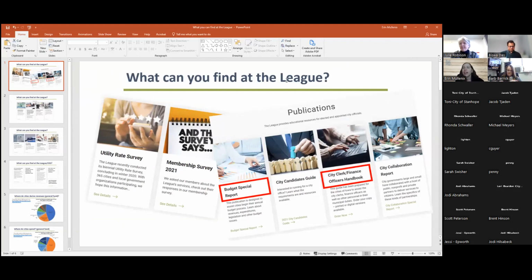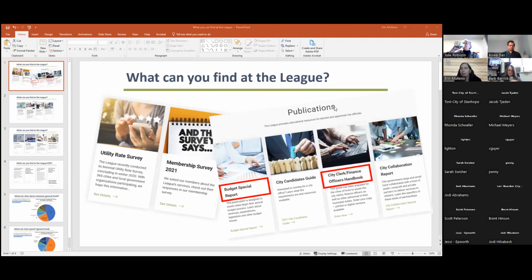So what can you find at the League? There are a lot of resources on the Iowa League of Cities website. After I go through just a few of these slides, I will quickly show you that link so you know how to navigate the page. The League has a new website as of about 6 months ago, so it looks different than it did maybe last year when you were looking up some of the budget materials.